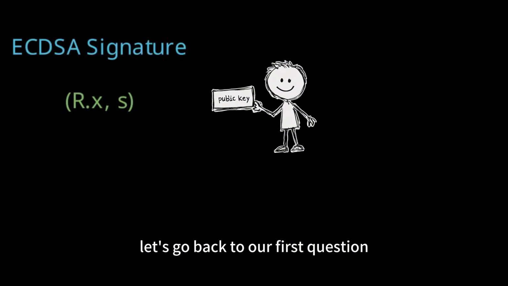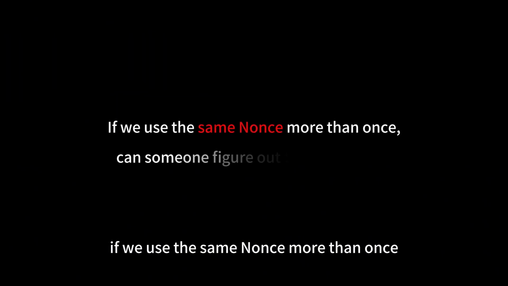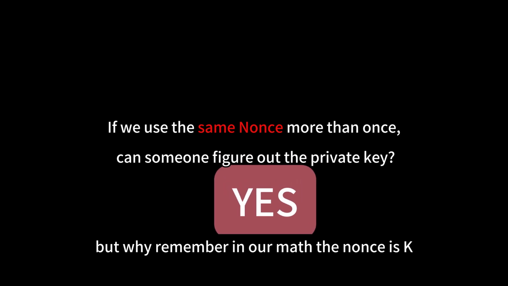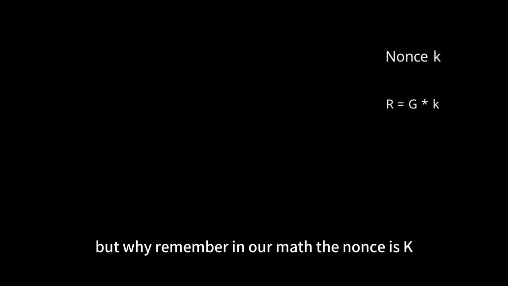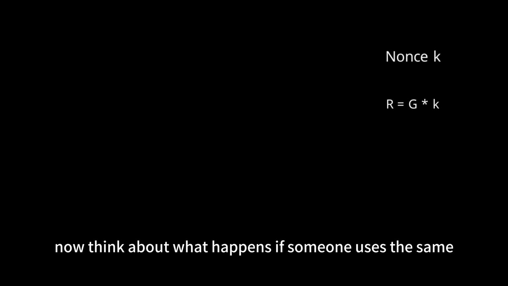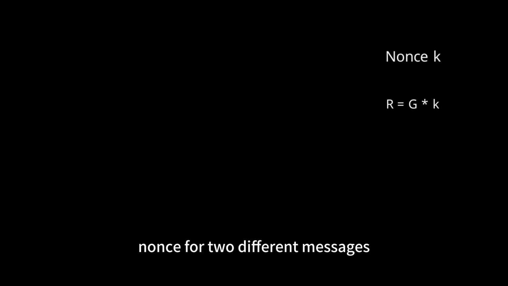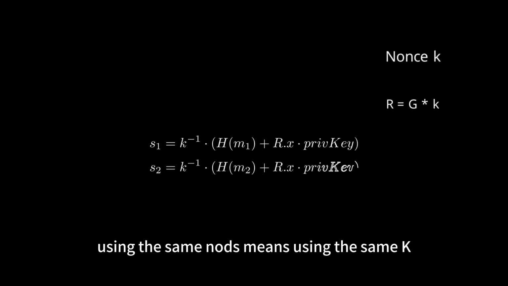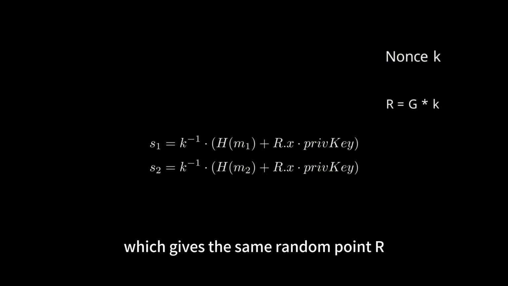Let's go back to our first question. If we use the same nonce more than once, can someone figure out the private key? The answer is yes, they can. But why? Remember, in our math, the nonce is k. Now, think about what happens if someone uses the same nonce for two different messages. Let's call these messages M1 and M2. Using the same nonce means using the same k, which gives the same random point r.